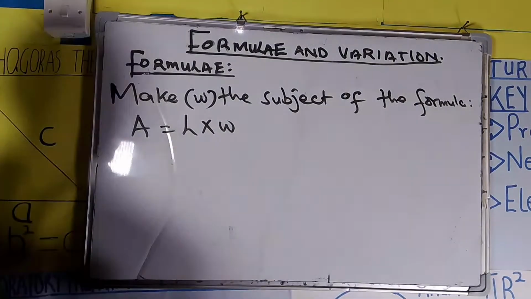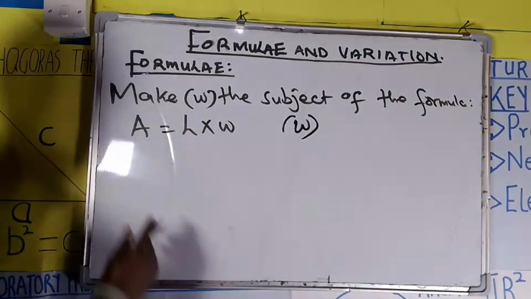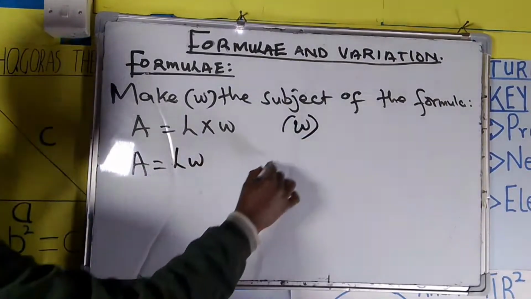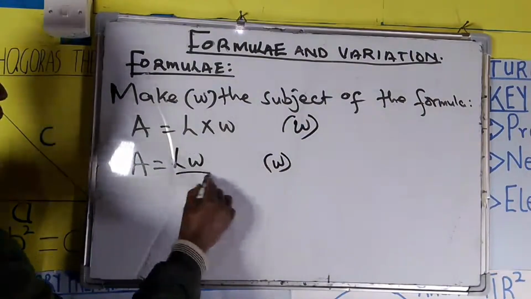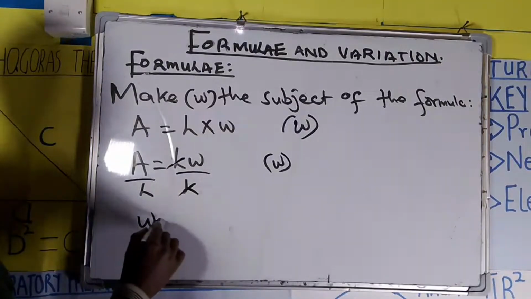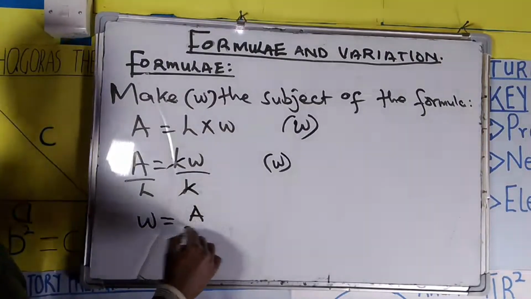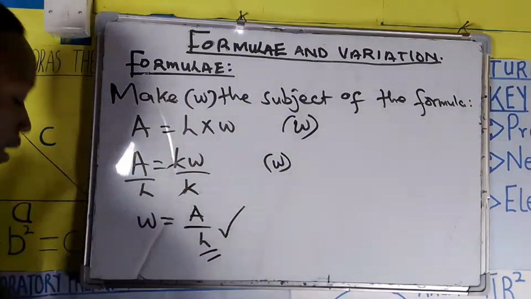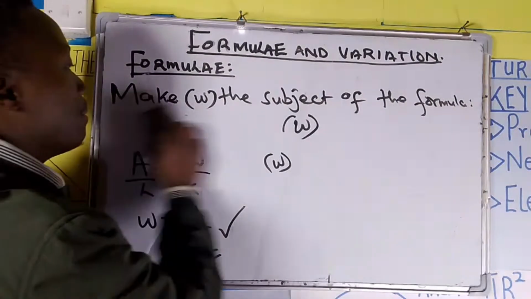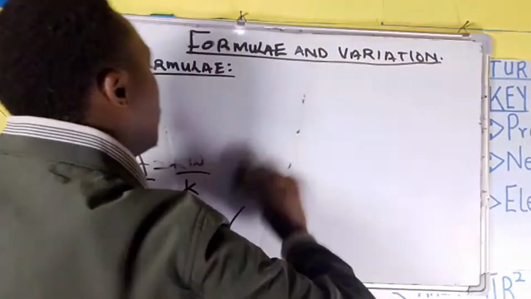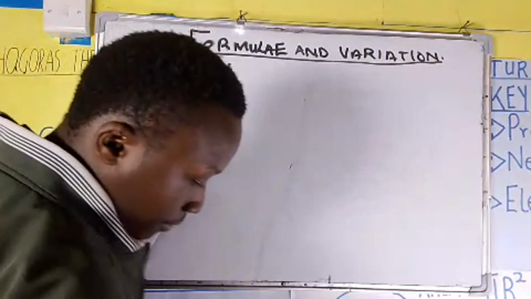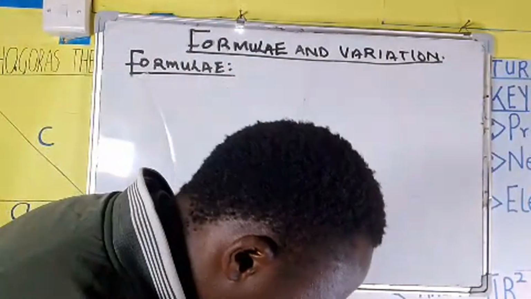Area is equal to length times width, with W as the subject. So our area is going to be length times width. And since we want W as the subject, we are going to divide by L on both sides, and we are going to have W is equal to A over L. Generally, this is how we make something the subject of different formulas. Let us have another example.